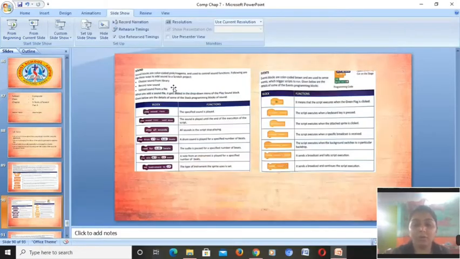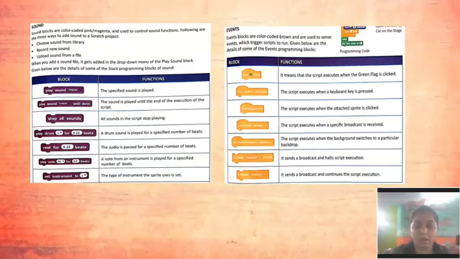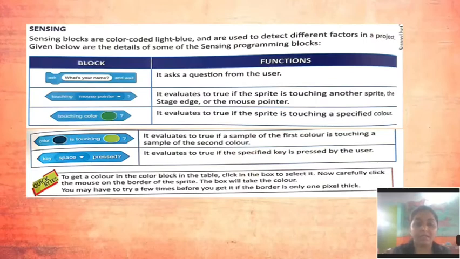You have to just follow the commands. Next, you are having sensing blocks. Now, sensing blocks are color coded, bright blue, and are used to detect different factors in a project. Given below are the details of some of the sensing programming blocks.